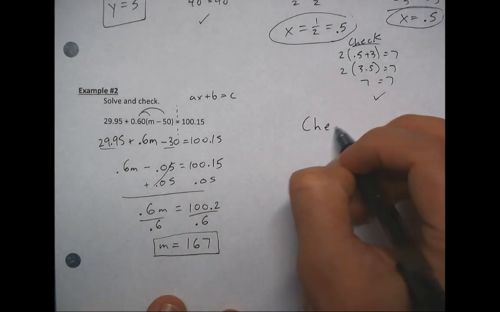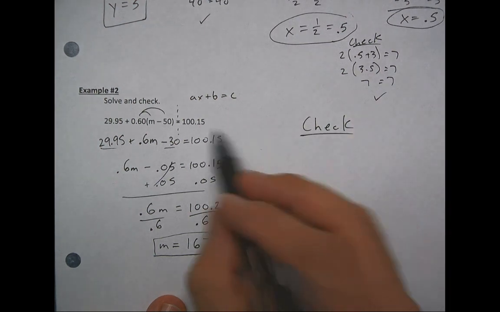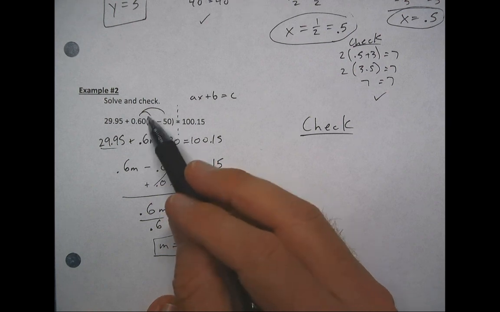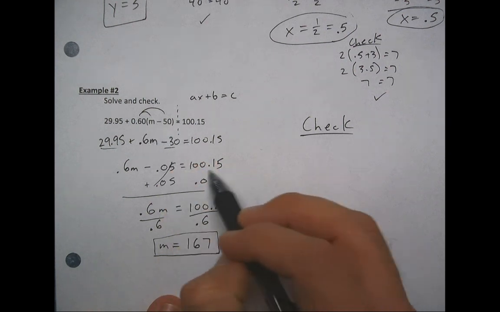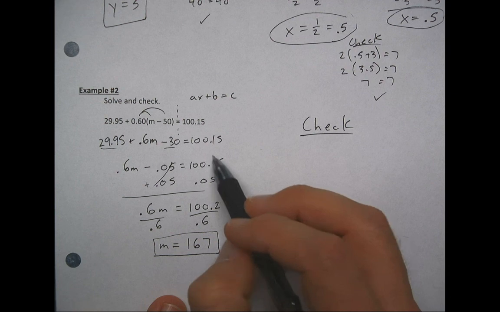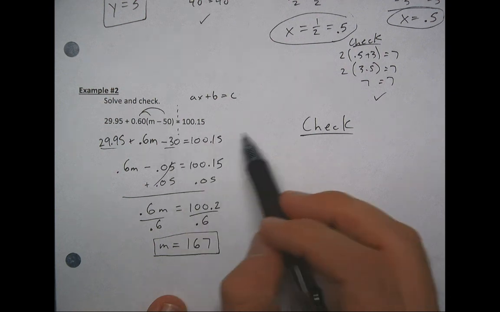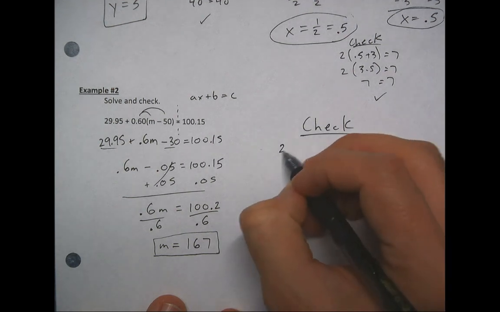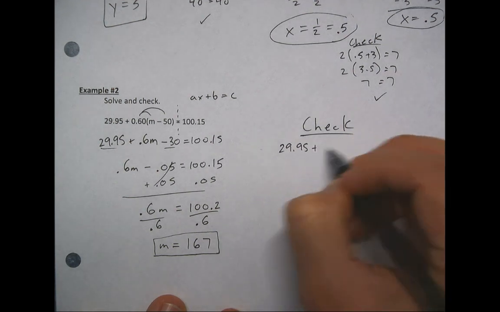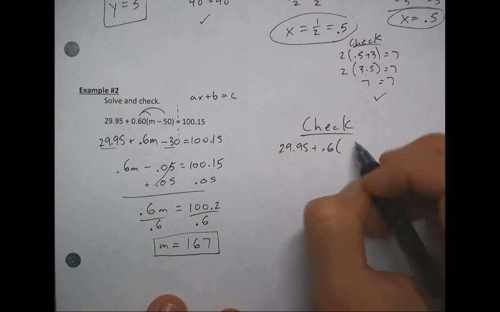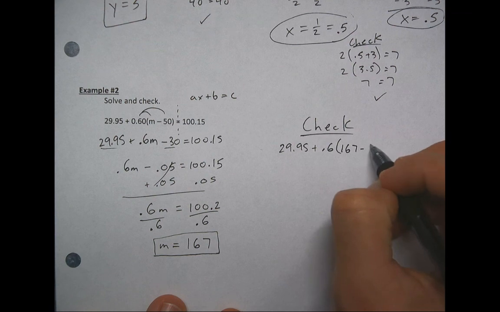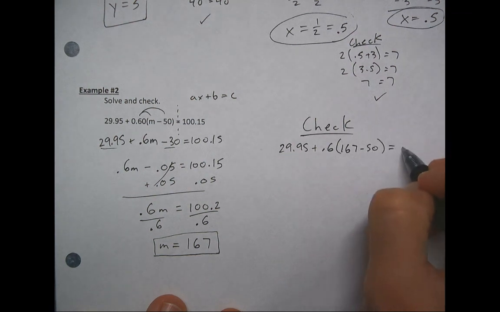Okay, run a check. Always back to the original, not to halfway through to a simplified version of the original, because if you made a mistake in simplifying and then you check halfway through, you may not catch the mistake that you made early. So you got to go all the way back to the original to make sure you could catch any mistake that you could have made. So 29.95 plus 0.6 times. Now I'm going to jump right in here. m is 167. That was the only place that I saw an m. It's the only place I need to substitute.